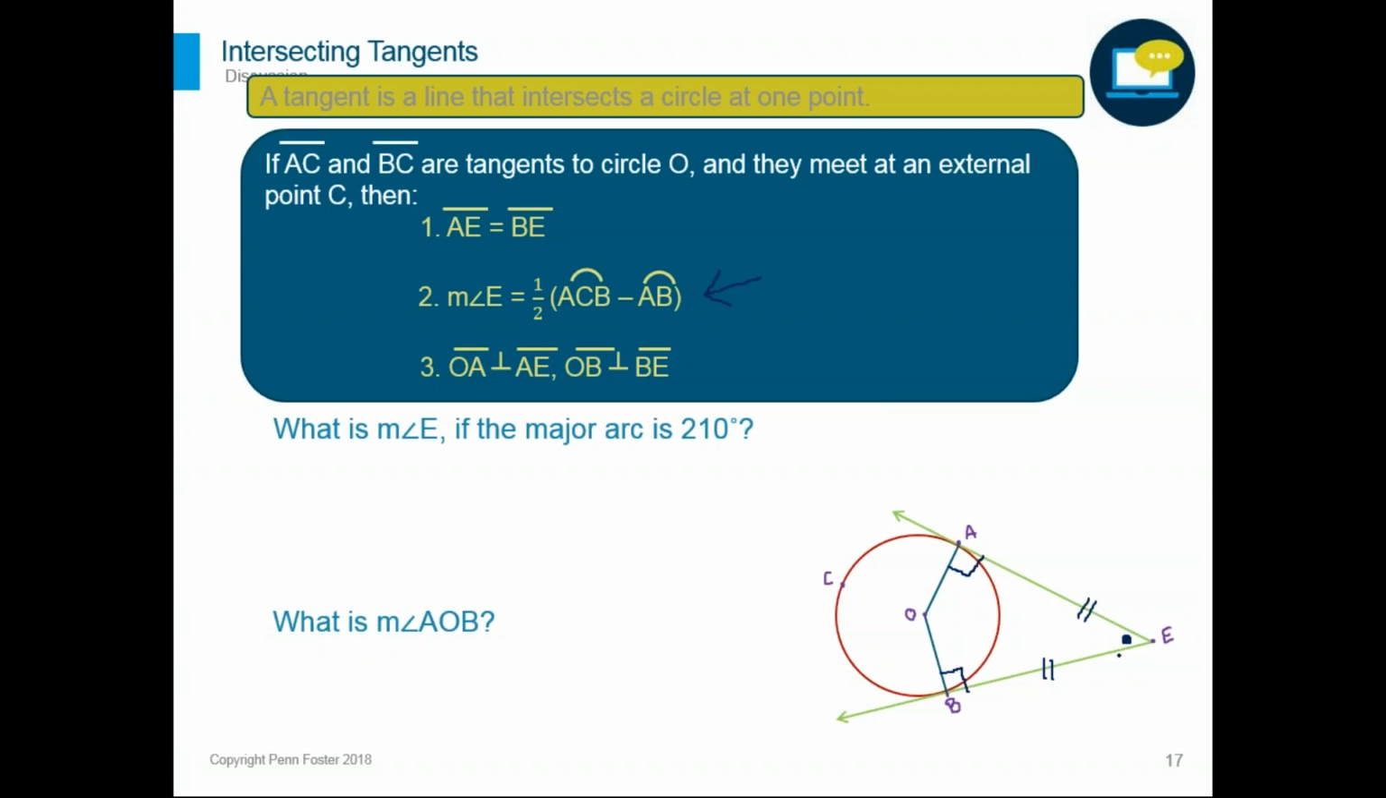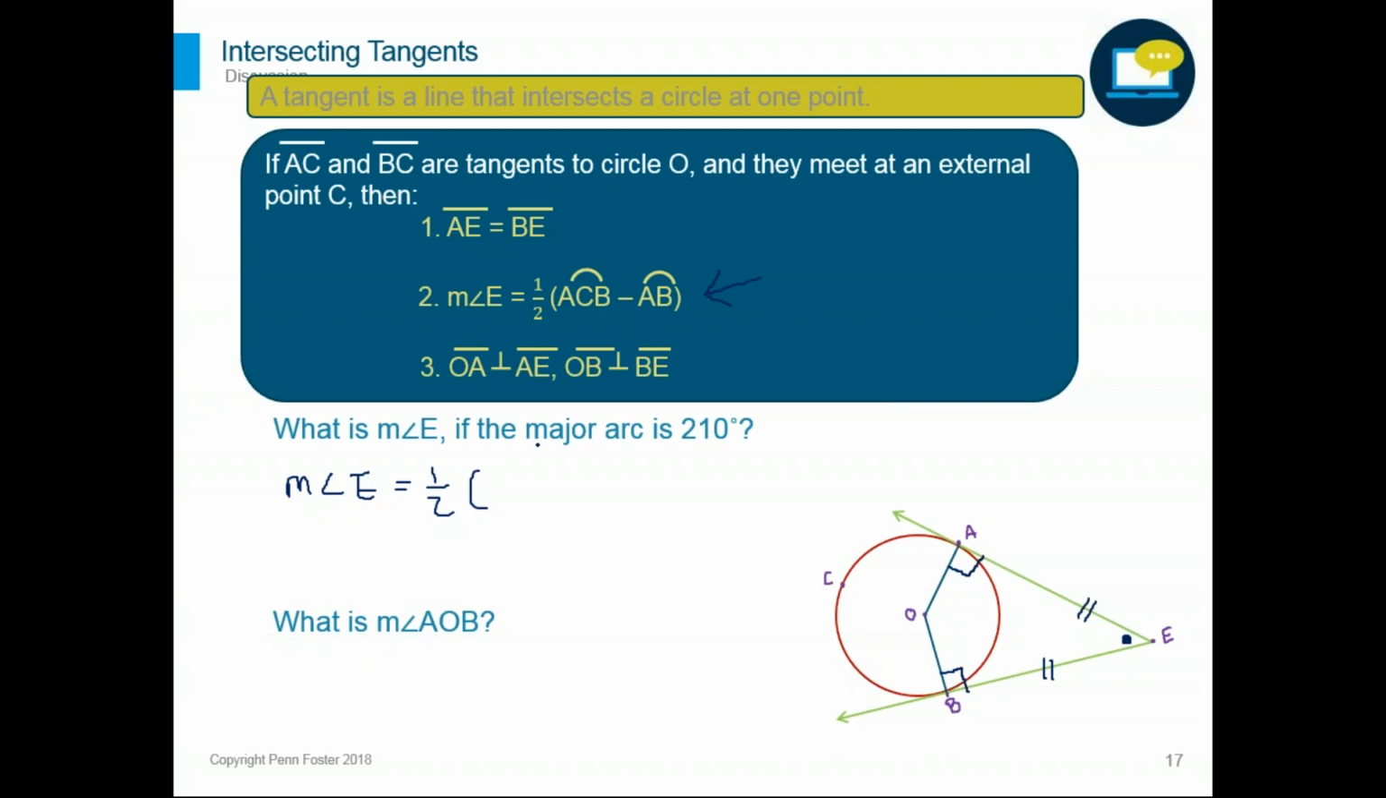Let's practice to demonstrate how we can use these facts. What is the measure of angle E? Again, E is where the two tangents intersect outside the circle. So if I have a figure like this, I know they're tangents meeting outside, so in my mind I'm going to choose this theorem. The measure of angle E equals half of the difference of the two arcs, the major and the minor.